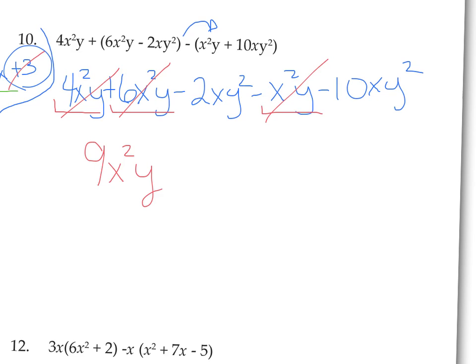Okay, this is an xy squared. And this is an xy squared. Oh, that's all of our terms now. So those two are like terms. Let's add them. Negative 2 and negative 10 make negative 12 xy squared.